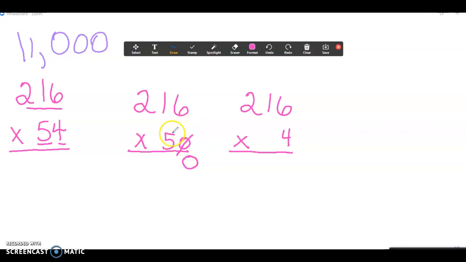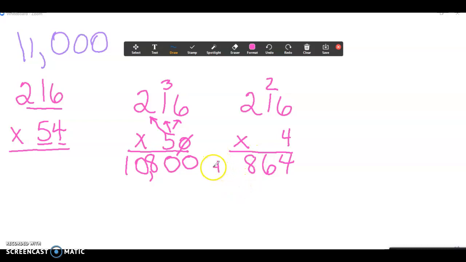It's a good tip. So now I'm going to do 5 times 6, which is 30. Then we go to the tens. 5 times 1 is 5, plus 3 is 8. And then to the hundreds, 5 times 2 is 10. Okay? And now I come over here. 4 times 6 is 24. 4 times 1 is 4 plus 2 is 6. 4 times 2 is 8.